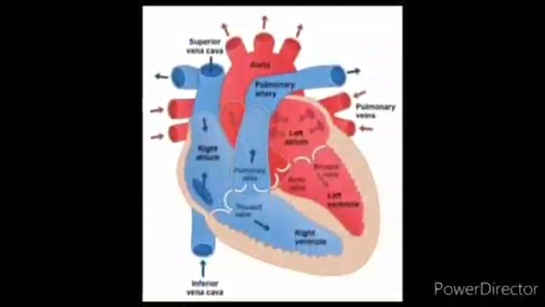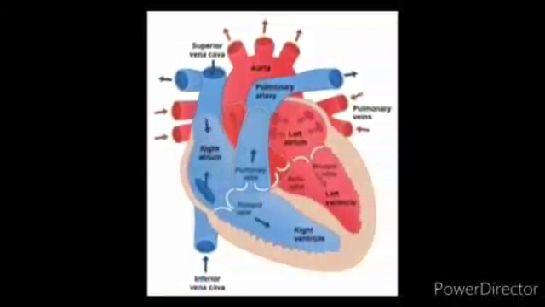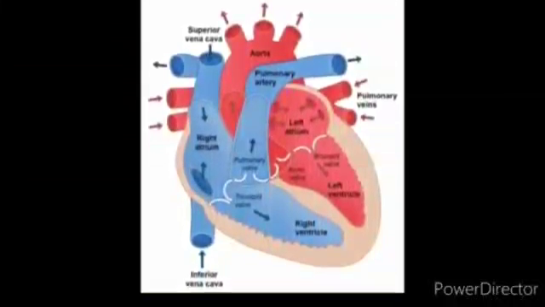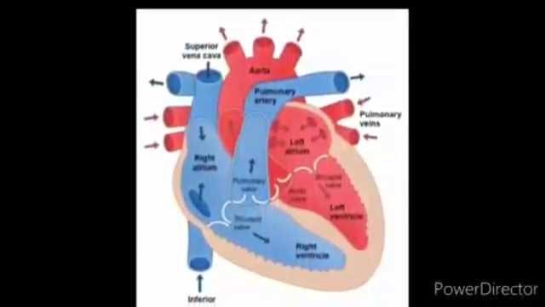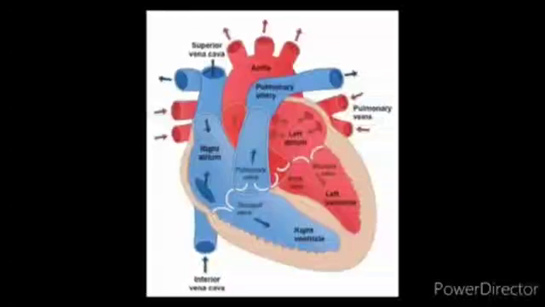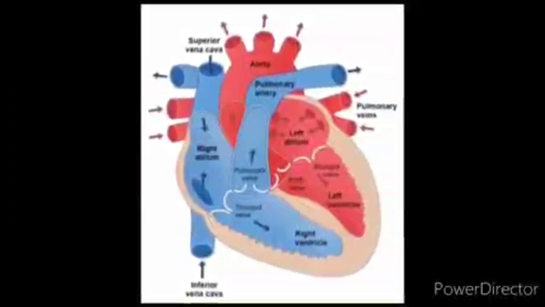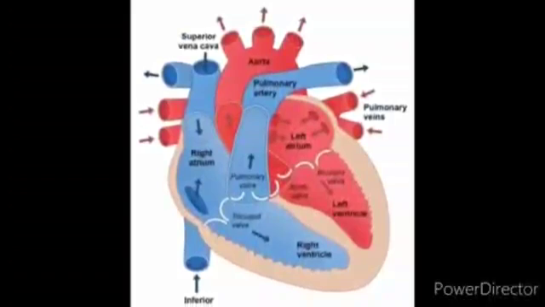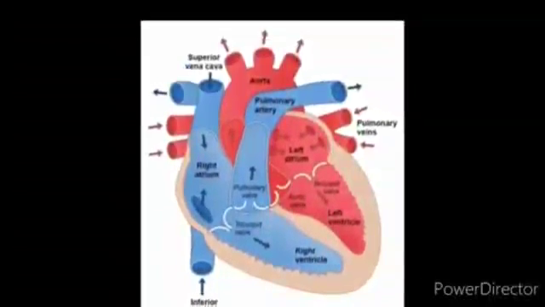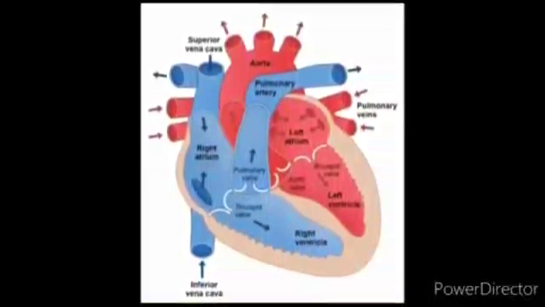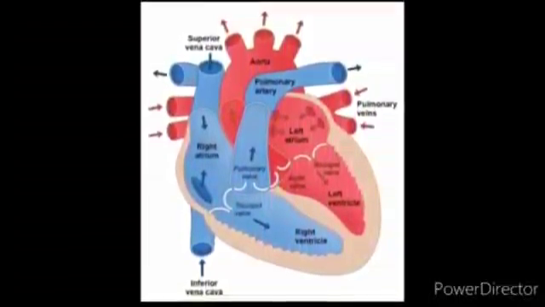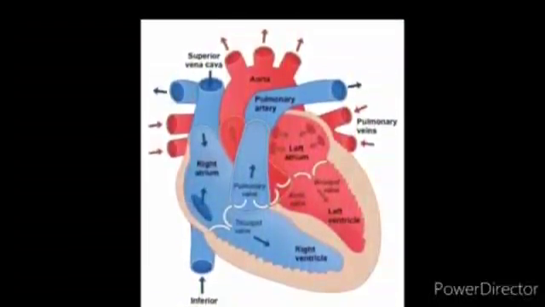Here in lungs, the blood gets oxygen and it gets oxygenated. Now this oxygenated blood enters into the left atrium. From the left atrium, through bicuspid valves, the blood enters into the left ventricle. From the left ventricle, the oxygenated blood is transferred throughout the body. This is the main circulation of blood in human heart.